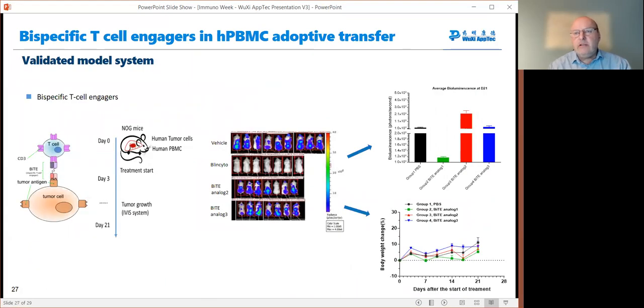To further extend the range of modalities we've characterized, I show here some data generated using bispecific T-cell engagers in the human PBMC adoptive transfer model. In this case, we're using an immunodeficient mouse model and looking at tumor growth using a bioluminescent readout under the IVIS system. You can see that the BiTE compound, Blincyto, provides a robust inhibition of tumor growth, whilst two further test substances are much less profound in their effects.